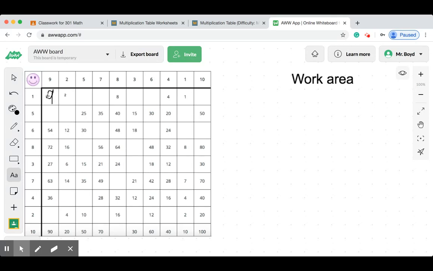Now we know 1 times any number will be that number. So I know 1 times 5 will be 5. I know 1 times 7 will be 7. And all the way down I could fill in this chart.